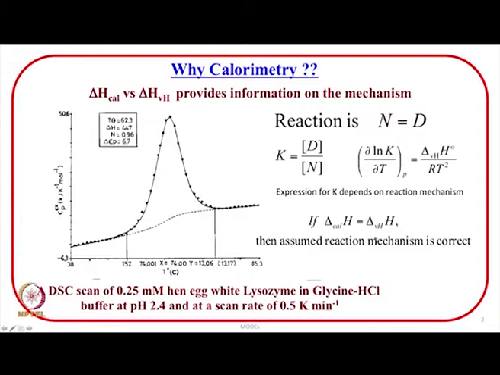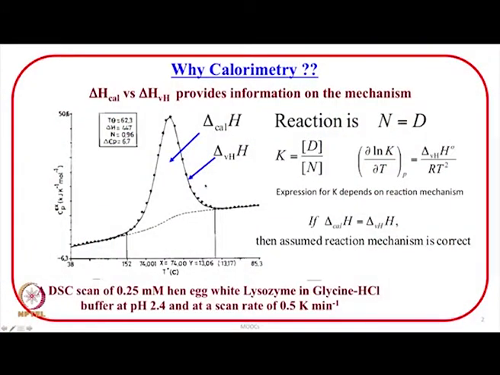And suppose these two enthalpies do not match, then what we do is go back and correct our mechanism and see if there is still a match between the calorimetric enthalpy and the Van 't Hoff enthalpy or not. If it does not match, we just keep on correcting our reaction mechanism till there is a match, and this is how the comparison of calorimetric and Van 't Hoff enthalpy establishes the reaction mechanism.